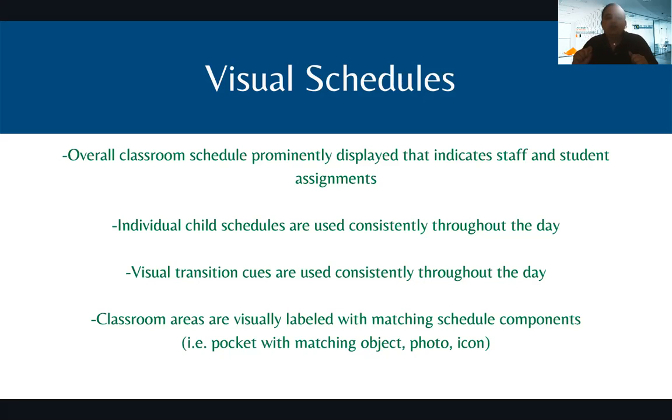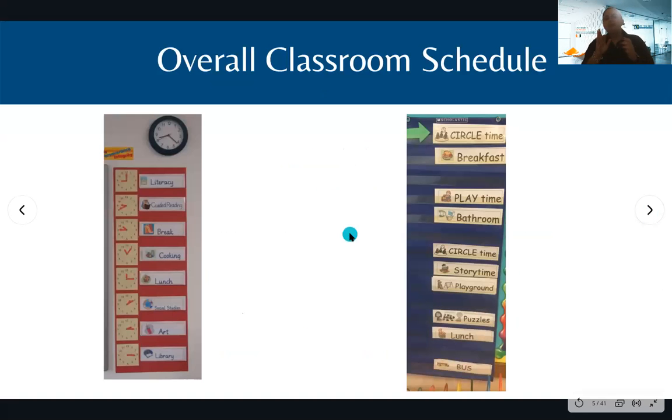Visual transition cues are used consistently throughout the day. And classroom areas are visually labeled with matching schedule components. So I'll show you what that looks like. So one recommendation that we have is to have an overall classroom schedule, right? So maybe the student schedules are a little bit more specific, and we'll show you what that looks like. But you also can include, which you should, an overall classroom schedule.